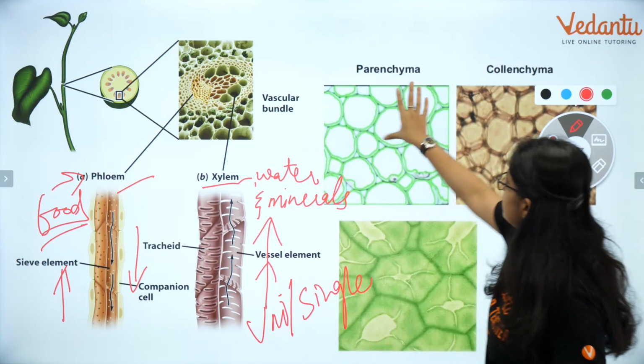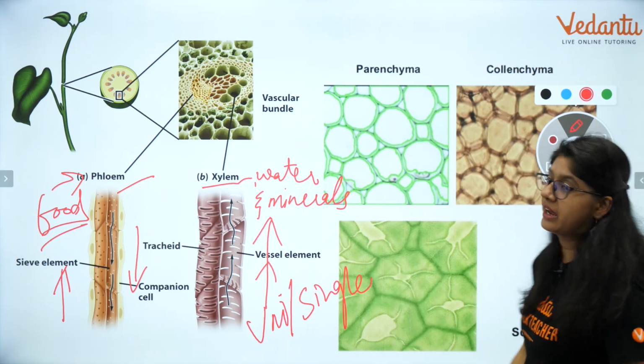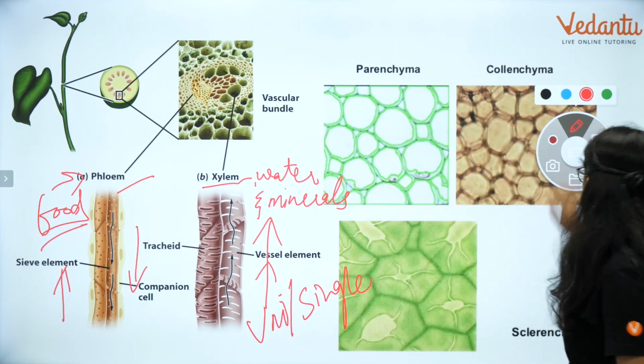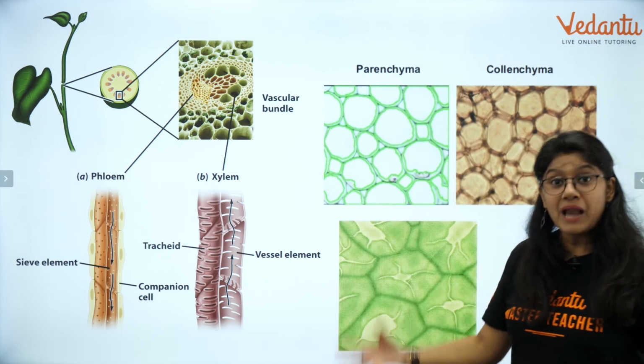Okay, let's see these parenchyma, collenchyma, and sclerenchyma. We know what the functions of it are, right? So these are the different types of tissues which make the plant body.